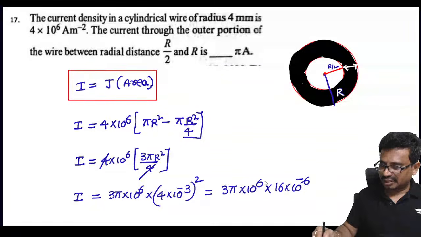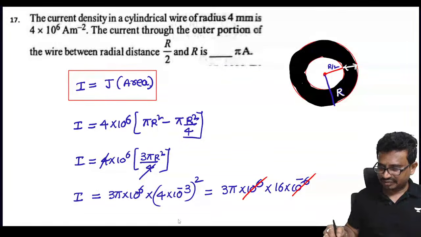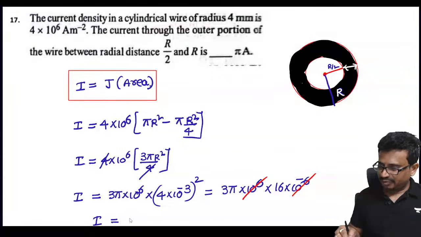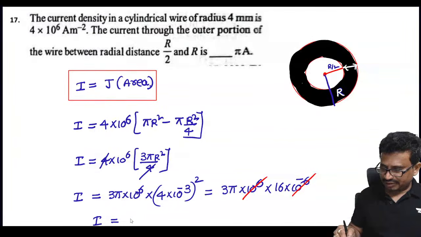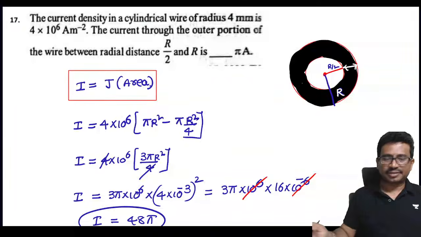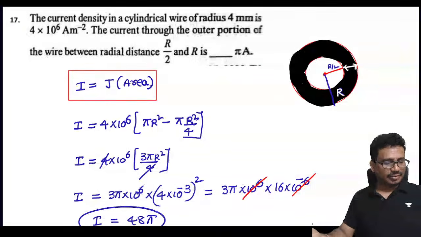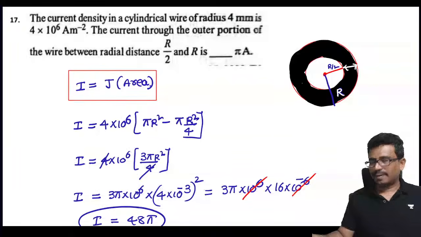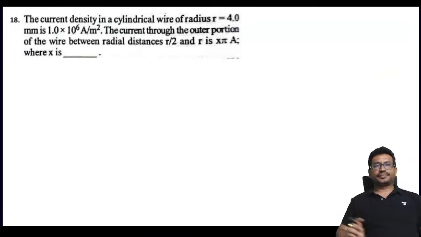So we can say plus 6 minus 6 will get cancelled. Then the I value will come to be 48 pi. Okay. Next.